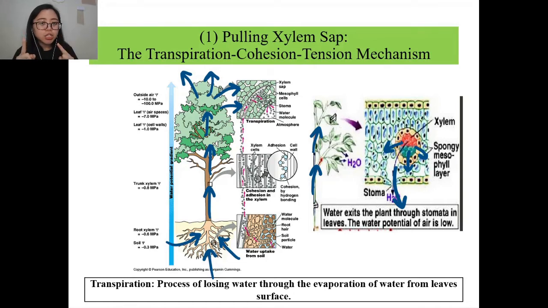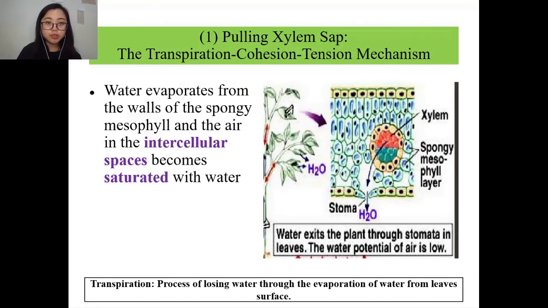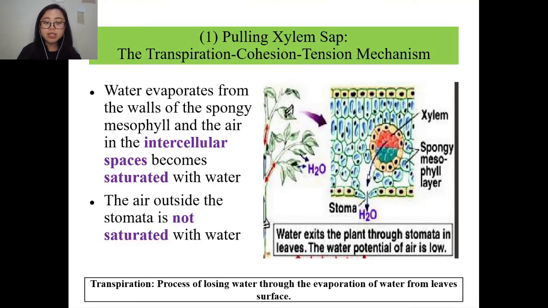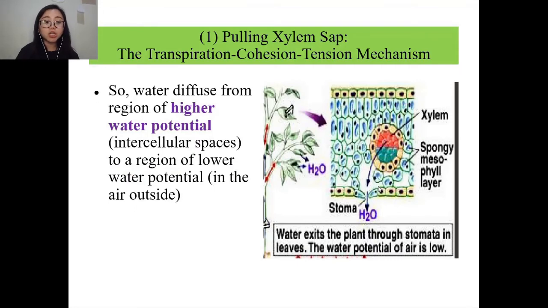Sekarang kita tengok explanation yang gunakan ayat yang cantik. Okay, I'm going to start with the proper sentences. Kita mau start explain guna dengan ayat ini. Water evaporates from the walls of the spongy mesophyll and the air in the intercellular space becomes saturated with water. The air outside the stomata is not saturated with water. Dia punya pergerakan macam ni. So water will diffuse from a region of higher water potential, which is the intercellular space, that empty space in the leaves, to a region of lower water potential, which is the air outside.